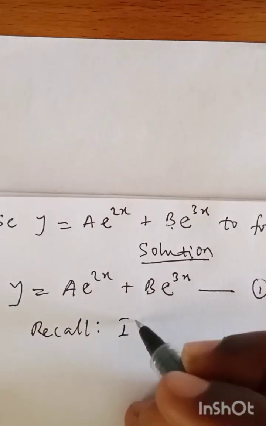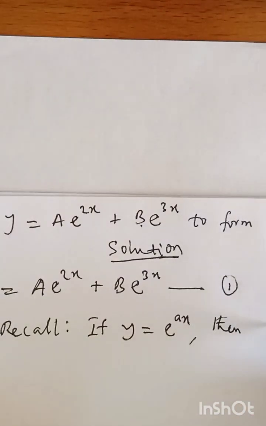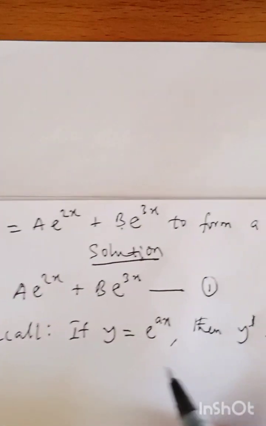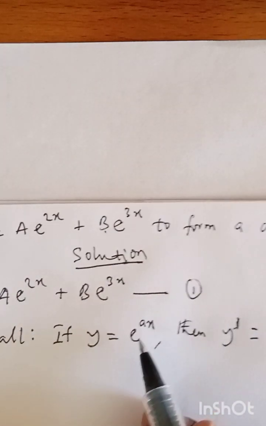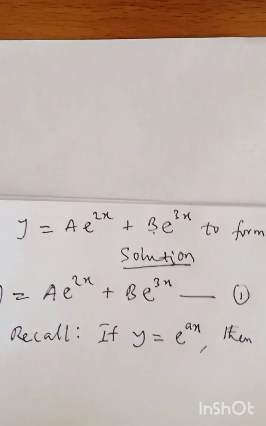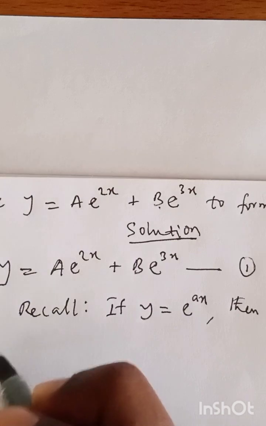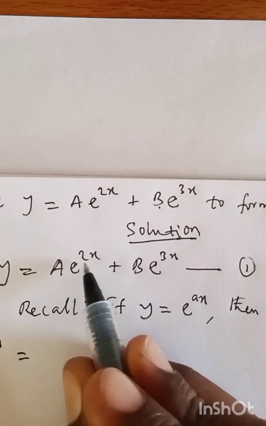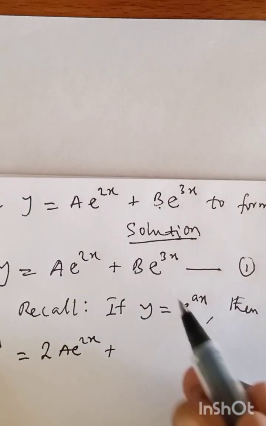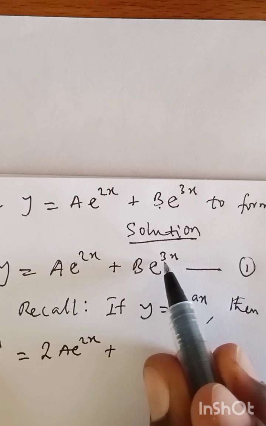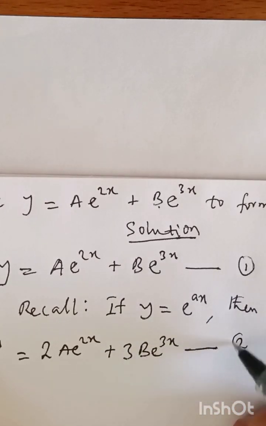But before that, you have to recall that if y equals exponential ax, then y prime will be, a is going to come down here, then it will multiply everything. If you differentiate exponential ax, definitely you will get a exponential ax. So we are going to use that idea here. So we differentiate equation 1. Differentiate y, you get y prime equals, if you differentiate a exponential 2x, this 2 is going to come down here to multiply a exponential 2x, then plus, also here you differentiate exponential 3x, then this 3 is going to come down and multiply b exponential 3x. You call this one equation number 2.